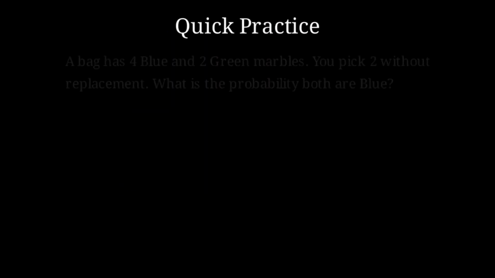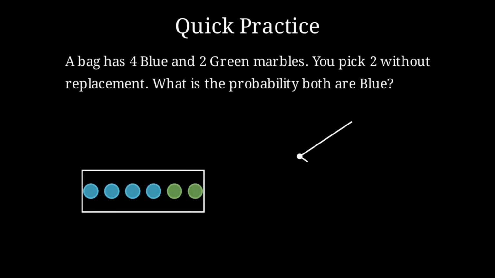Let's try a quick practice. Using a tree diagram, calculate the probability of picking 2 blue marbles without replacement from a bag of 6. Think about how the denominator changes after the first blue marble is removed.